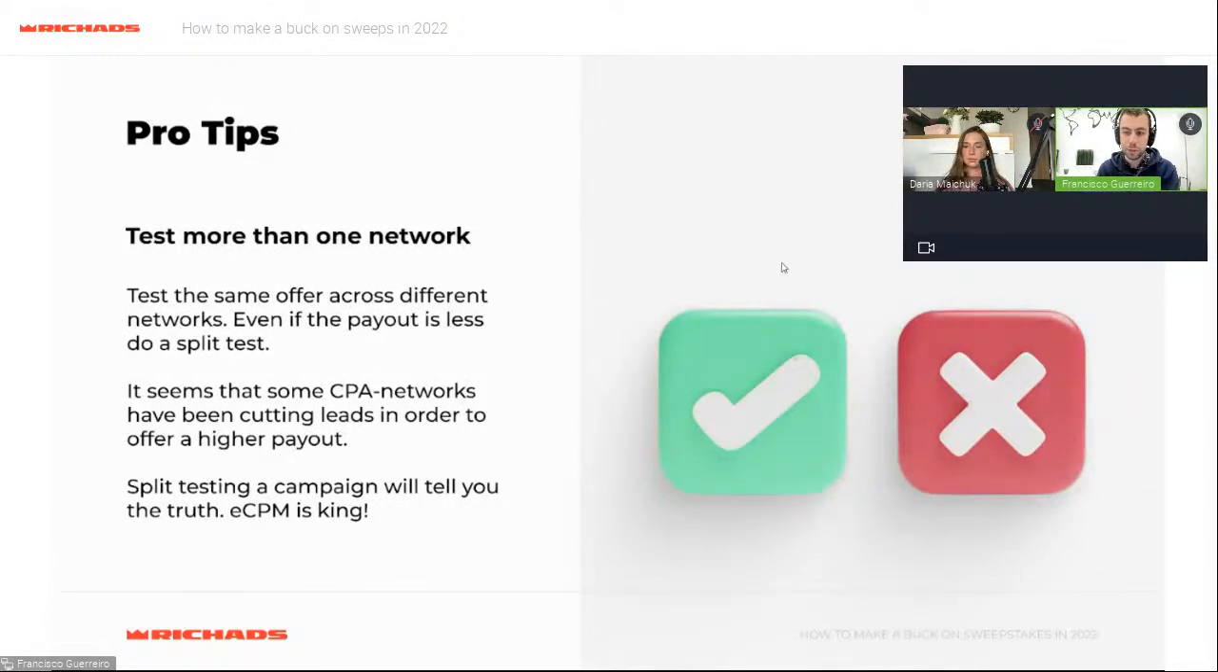What matters for you is the ECPM, because you are buying clicks, you are buying traffic, so you know the average cost per click. So you need to maximize the average revenue per click, which means that split testing is important because it will allow you to find the offer with the highest ECPM, the highest revenue per 1000 clicks. Okay, so this is why it's absolutely crucial that you split test, even if it's the same offer with different payouts from different networks.